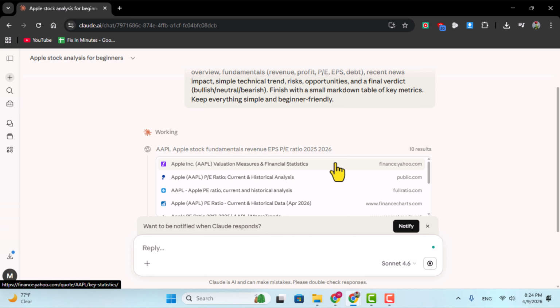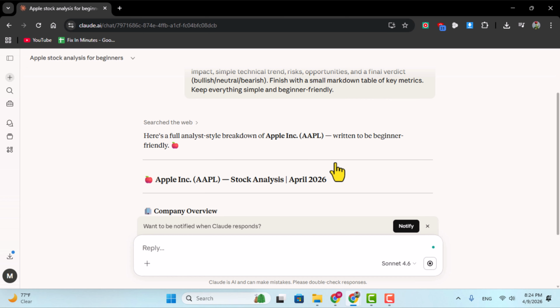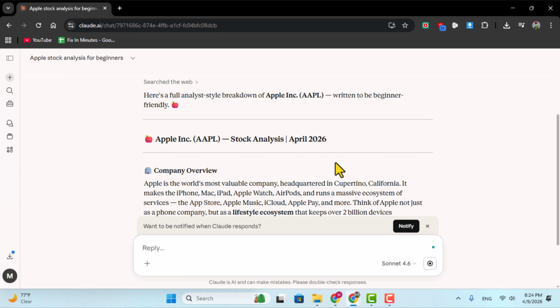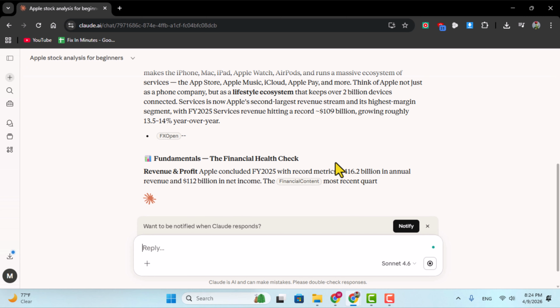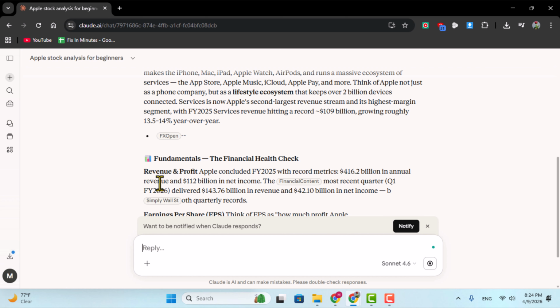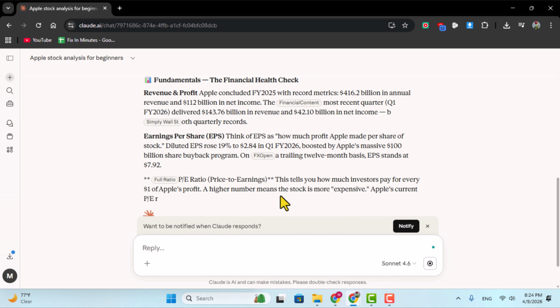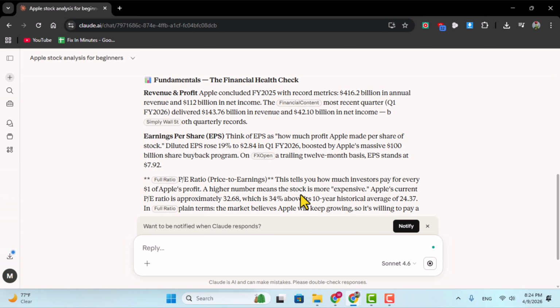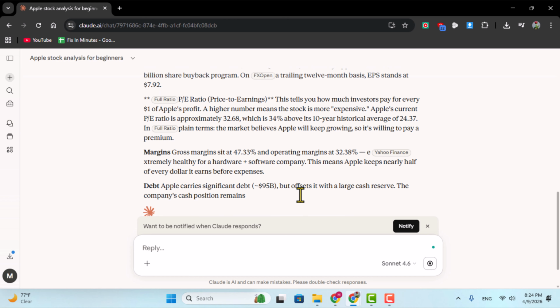Understand what you're reading. When the response comes in, here's a quick decoder for the terms you'll see. Revenue is total sales the company brought in. Profit is what's left after all expenses are paid. The PE ratio compares the stock price to its earnings as a rough valuation signal. EPS, earnings per share, shows how much profit each share represents. And debt refers to the obligations the company owes, which affect financial flexibility.